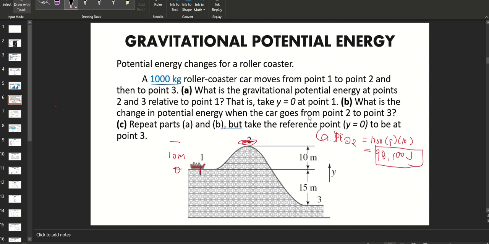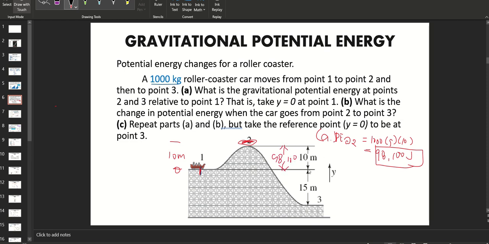Letter B: what is the change in potential energy when the car moves from point 2 to point 3? What is the change? Initially, it will be even bigger, because instead of having 10 you added 15. So technically speaking, this will be your potential energy. That's it, right?